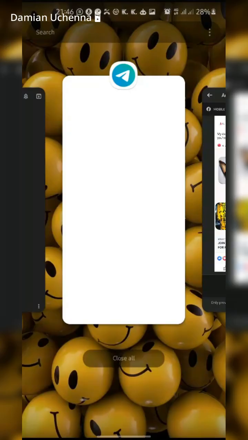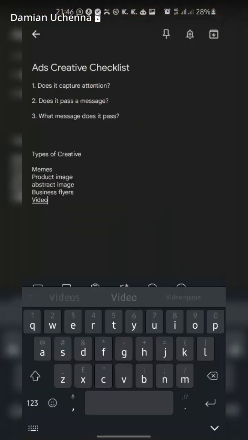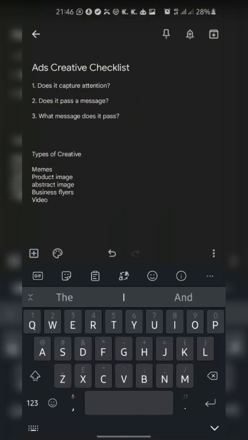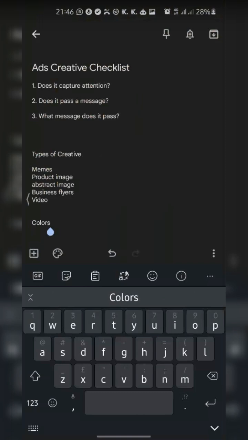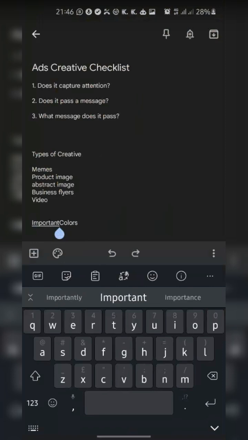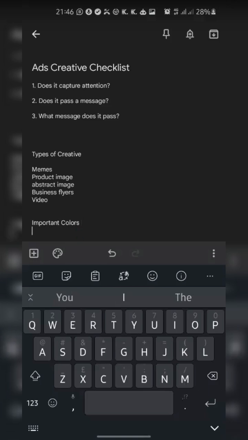Let me add something here. Colors are important when I'm creating. I pay attention to colors when I'm creating my creatives. Yes, colors are very important. So all these things, you can only learn it here. You can't see it on Google.